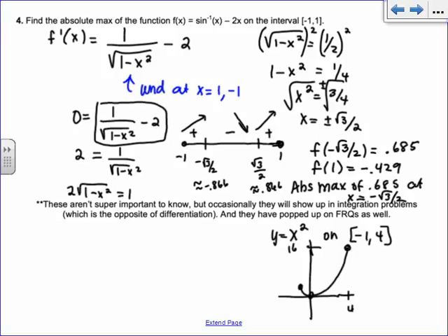On the AP test, they actually don't grade that sign chart. They never look at those sign charts. So you would say because f prime is greater than 0 on this interval and f prime is less than 0 on this interval, and so on. Does that make sense? You would have to write out all of those things that you found on the chart. It's very annoying.